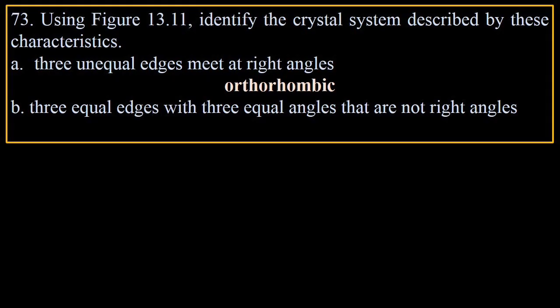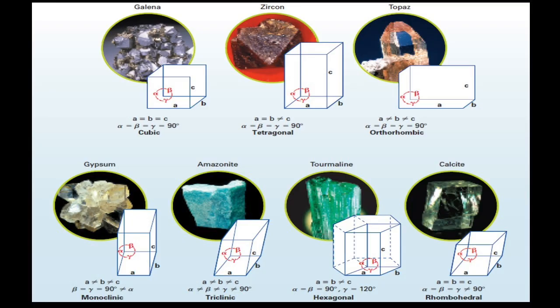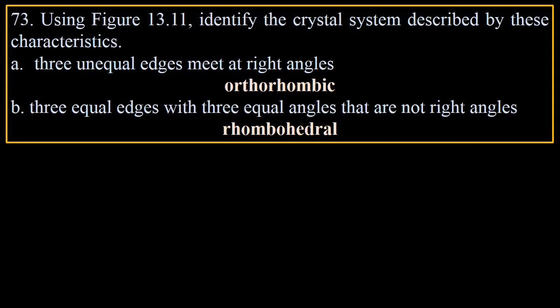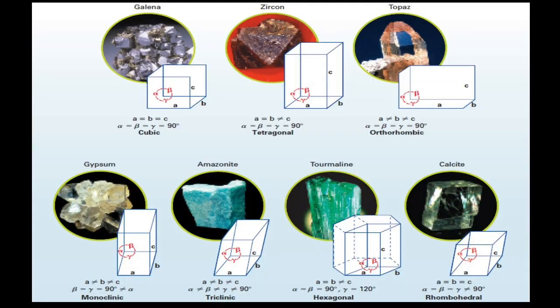That's all the stuff there. It says three equal edges with three equal angles that are not right angles. Oh, equal angles that are not right angles. Isn't that interesting? So it's not cubic, I wouldn't imagine. Or am I talking and trying to confuse you? Interesting. Let's see what the answer is. Rhombohedral. That's right. Rhombohedral. Three equal edges.